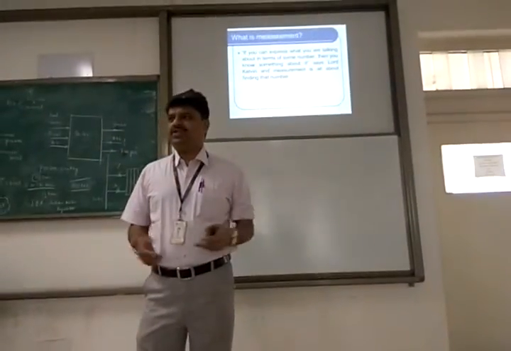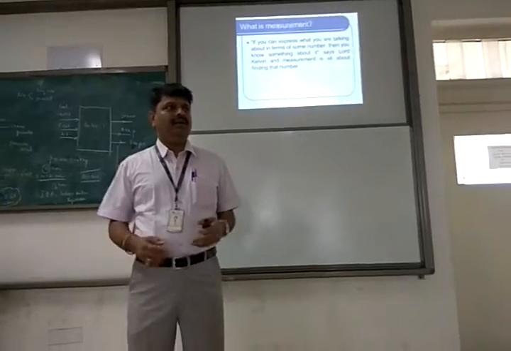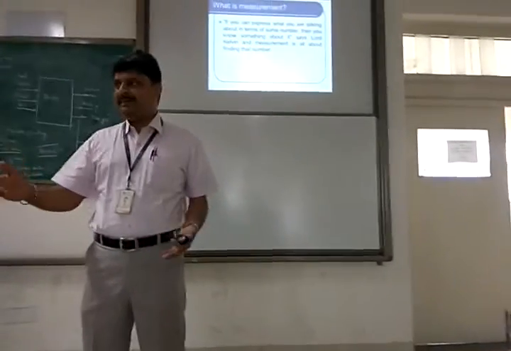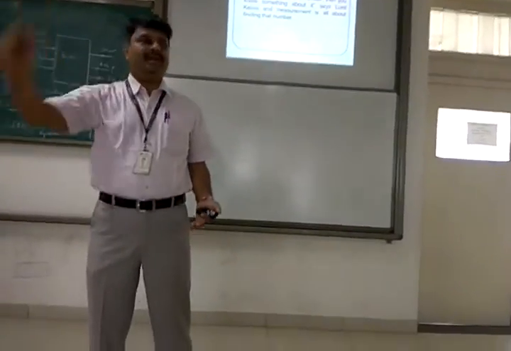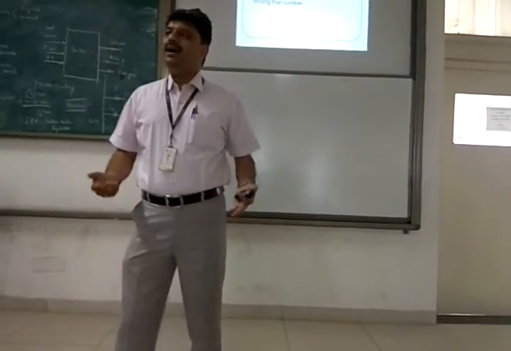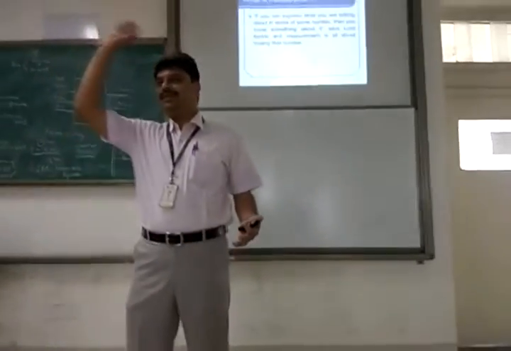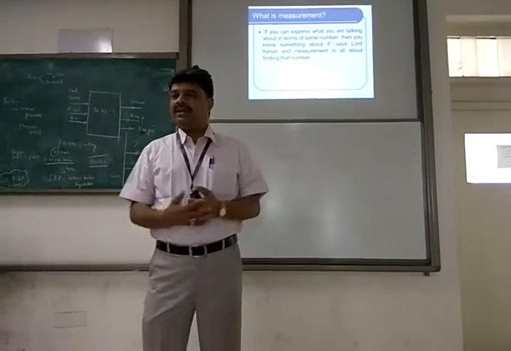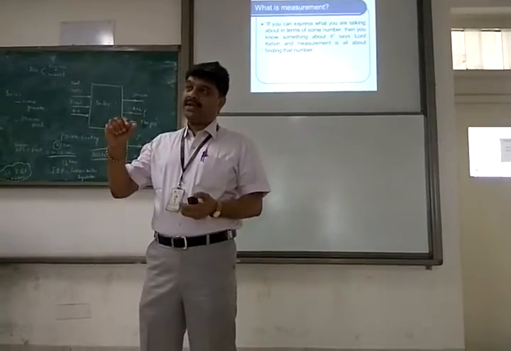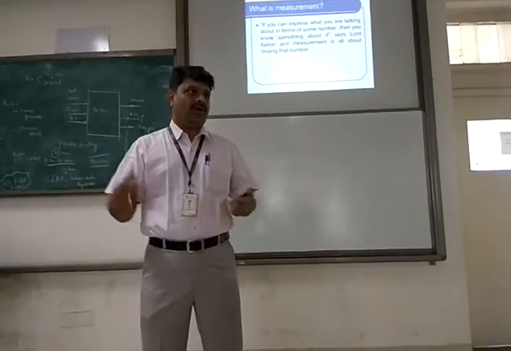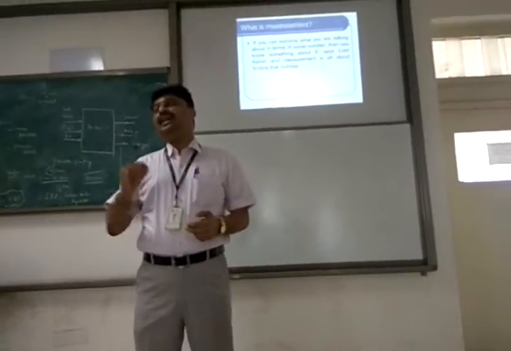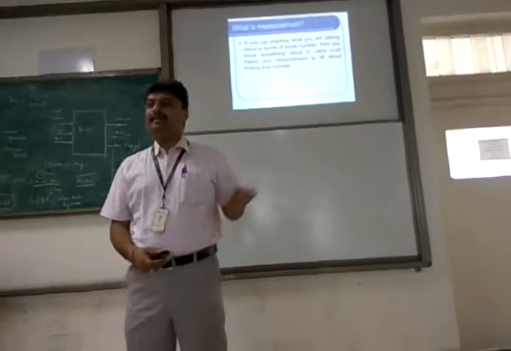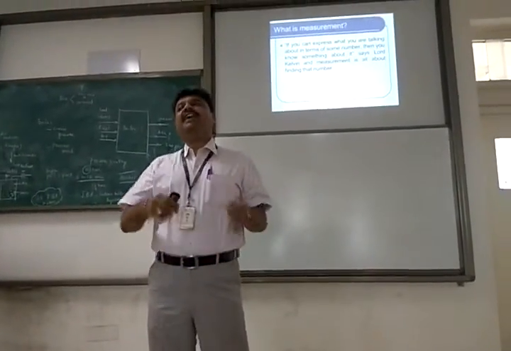See, I went and saw a big hill. How big is it? For somebody, a big hill means 100 meters high. For some people, a big hill means 3000 meters high. So, Lord Kelvin says, if you can express in numbers what you are talking about, then you know something about it. Measurement is all about finding that number.